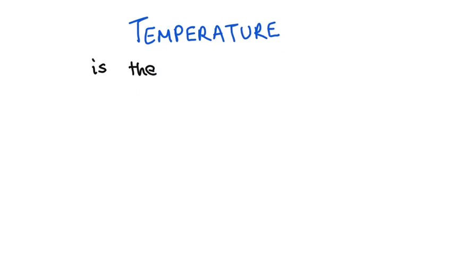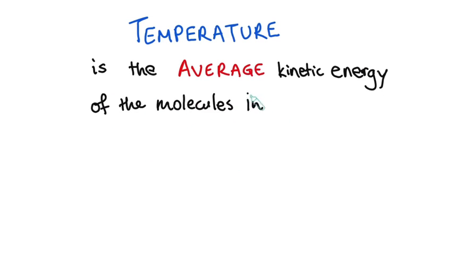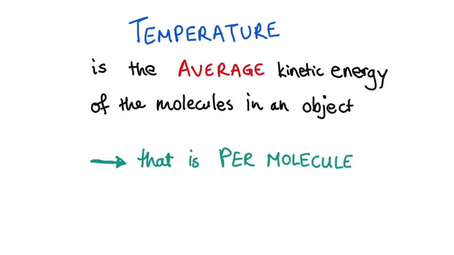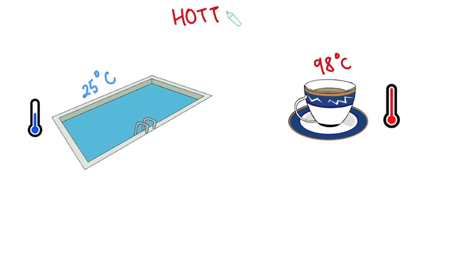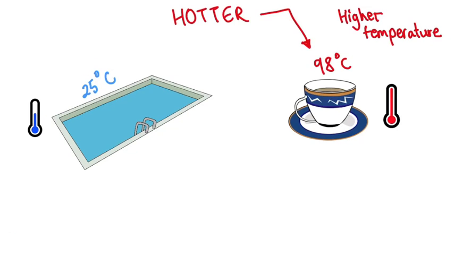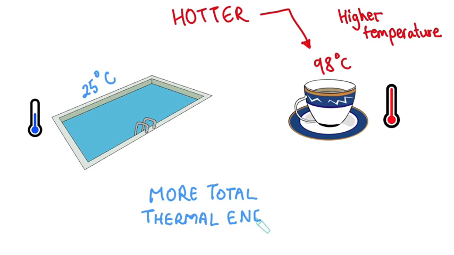Temperature is just a measure of the average kinetic energy of the molecules in an object. Average means the kinetic energy per molecule, not the sum total. Let's say we have a swimming pool at 25 degrees C and a cup of tea at 98 degrees C. Which object is hotter? You'd probably say the cup of tea, and you'd be right because it has the higher temperature. Now, which object has more total thermal energy?